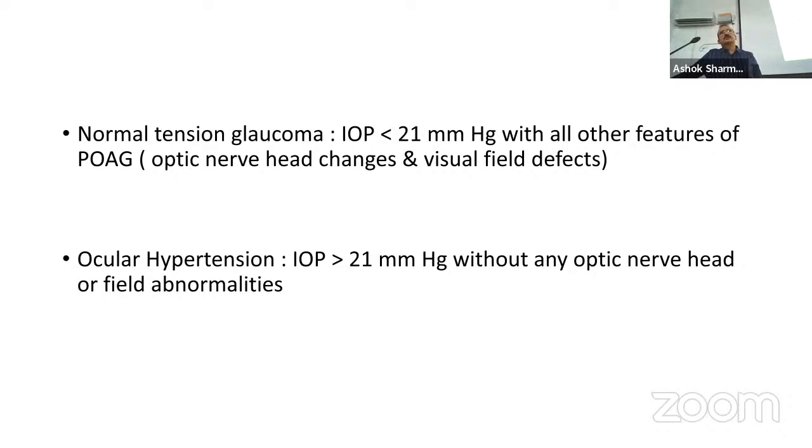Ocular hypertension: we see many patients where intraocular pressure has been raised for so many years, but there are no changes in the field and no changes in the optic nerve head. So we call it ocular hypertension.